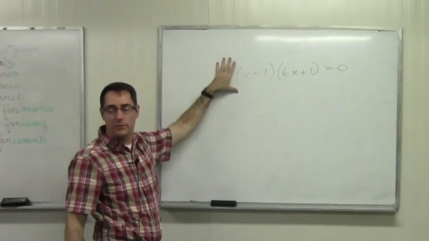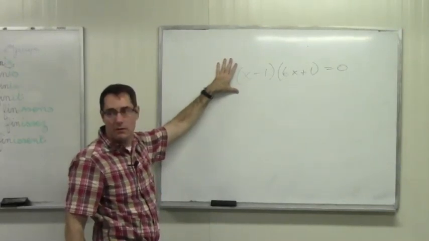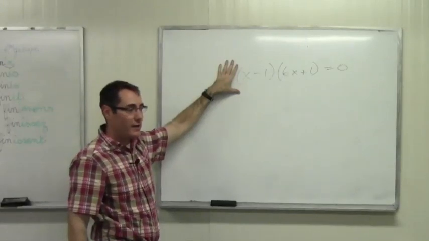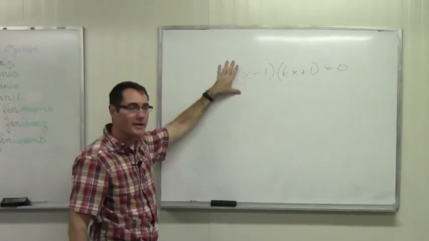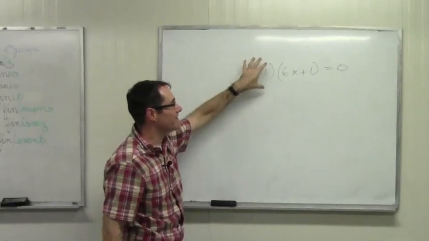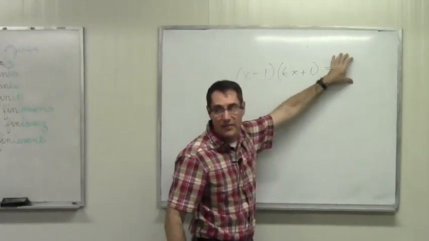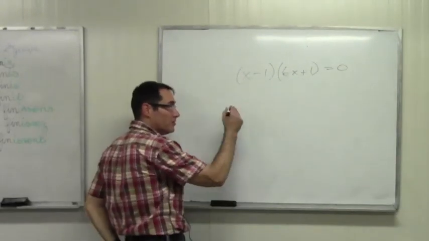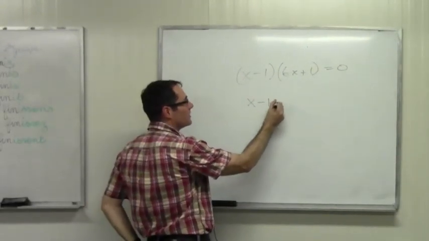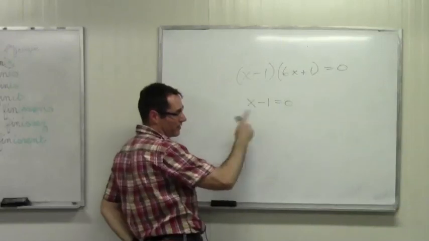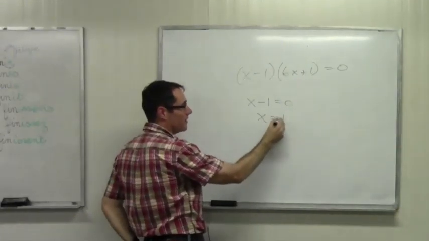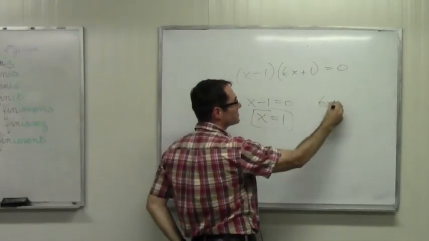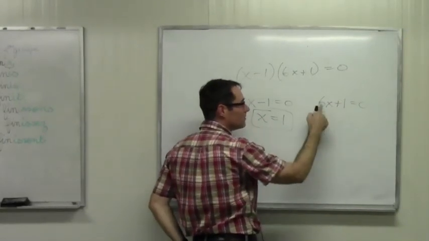Plug them into where? No, you just factored it. This is really important. You do one at a time because you set this one equal to 0, and then you set this one equal to 0, and then you solve for x. You do both. x minus 1 equals 0. Add 1 to both sides, you get x equals 1. There's one answer.